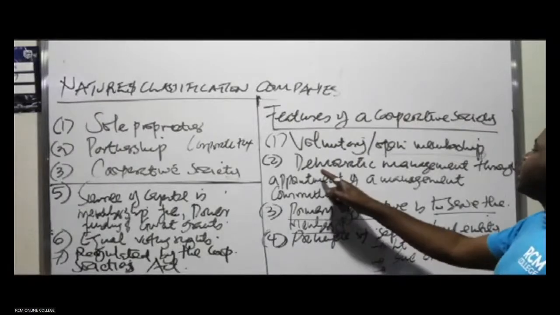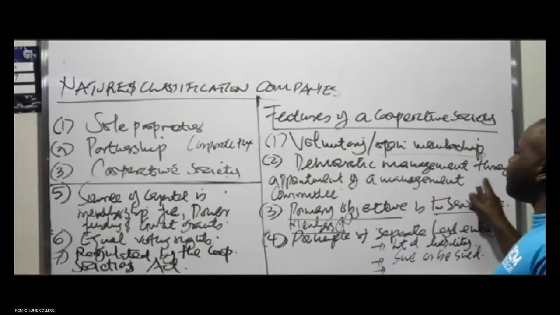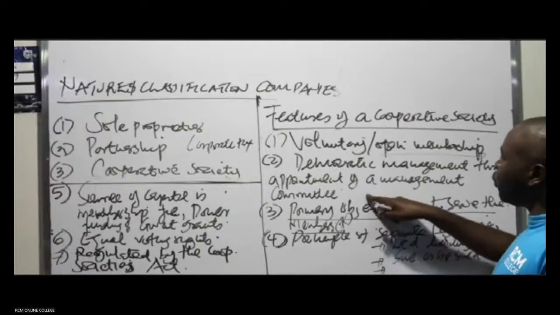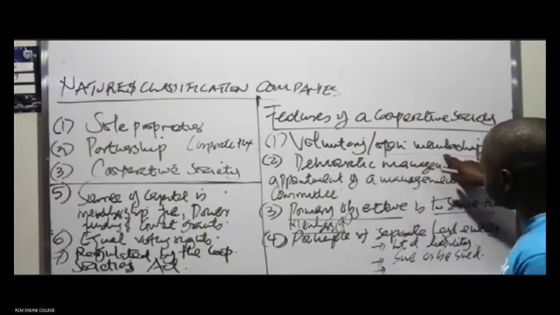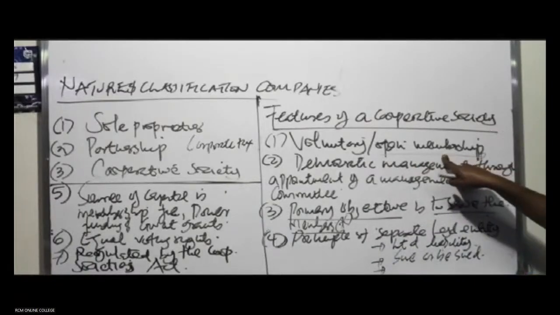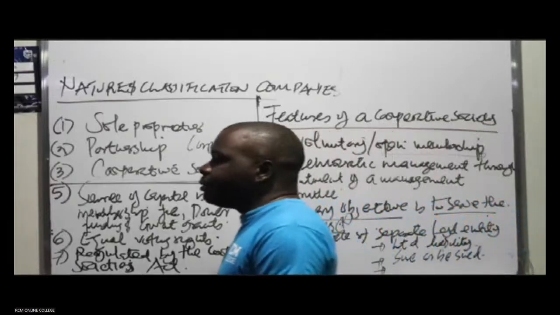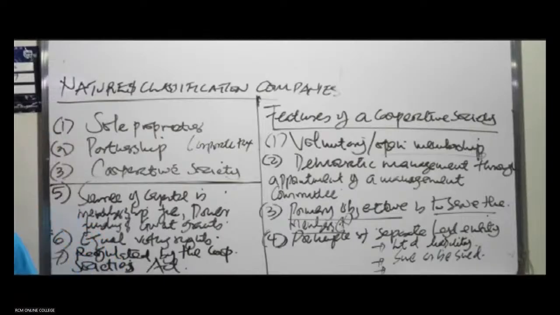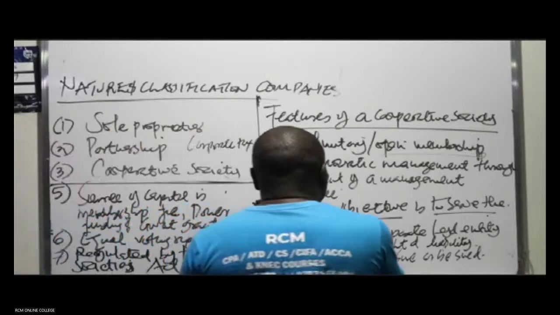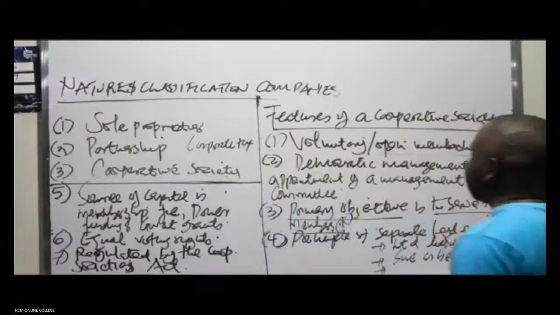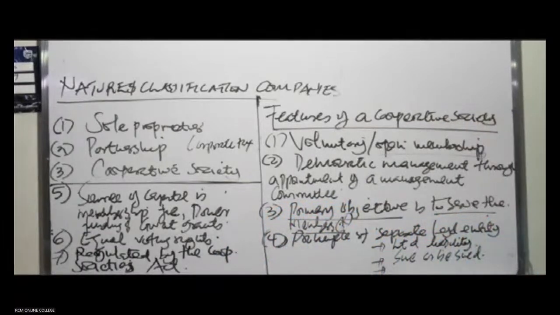Then there's what we call democratic management, through appointment of a management committee. What happens here? The members of that cooperative society choose amongst themselves who will be their chairman, who will be the secretary, who will be the treasurer. They appoint a committee among themselves, which will manage the affairs of that cooperative society.